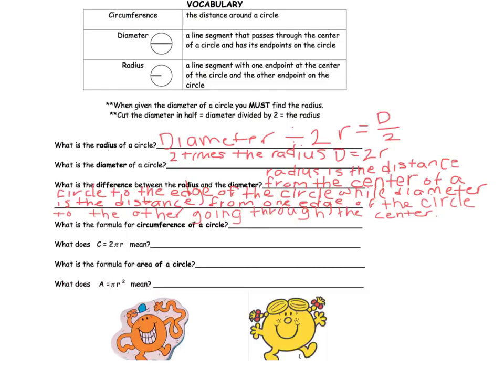What is the formula for circumference of a circle? C equals 2 pi r. What does C equals 2 pi r mean? Circumference equals 2 times pi times radius of a circle.